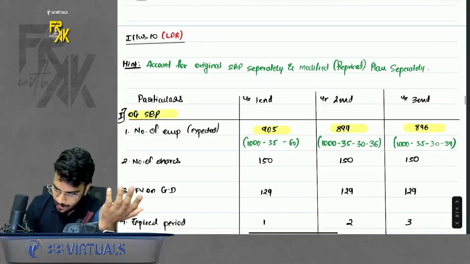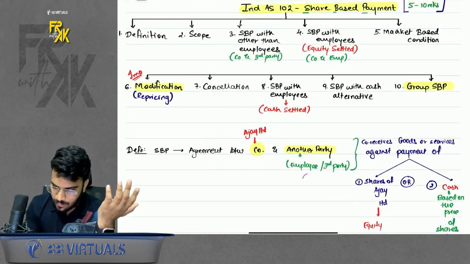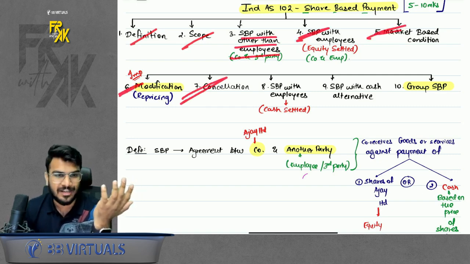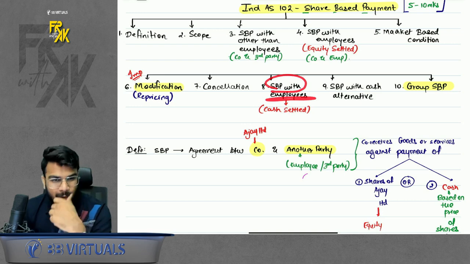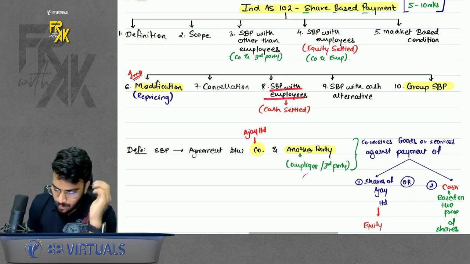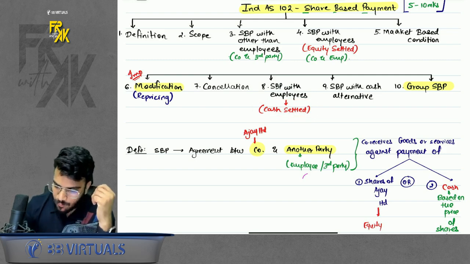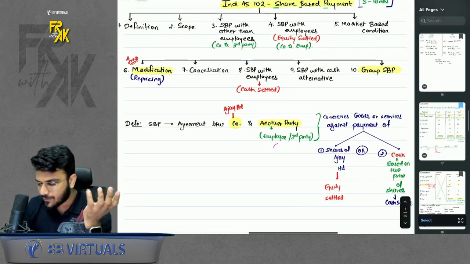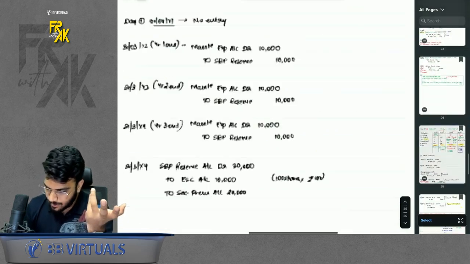Okay, so if you have a look at the chart, what all we have done: definition, scope, SBP with other than employees, SBP with employees, market based done, modification done, cancellation done. Right? Simple? Yes, sir. Now we will also do SBP with employees, but cash settled. So what is the meaning of cash settled? Here the company will not give shares, the company will give cash, but the cash will be based on the price of shares, of course.